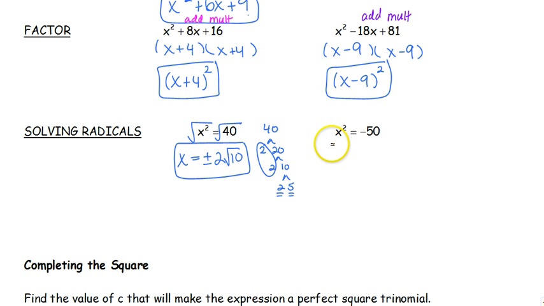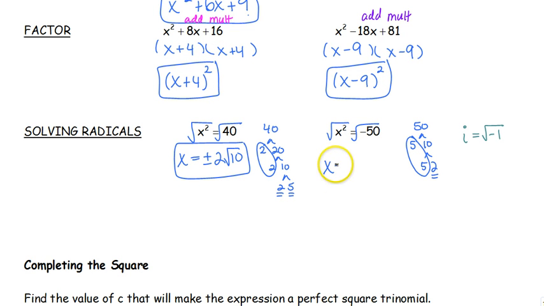Again, we want to get x by itself, so the opposite of squaring something is taking the square root. Just like before, 50 is not a perfect square, so we've got to break it down. 5 and 10, 5 and 2. We've got a pair of 5's with a 2 left over. The only difference with this one is the fact that I have a negative inside the square root. Hopefully you remember that i is equal to the square root of negative 1. So we can now take square roots of negative numbers because we've got these imaginary components.